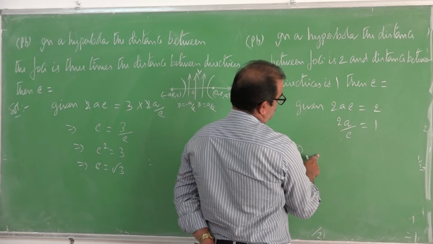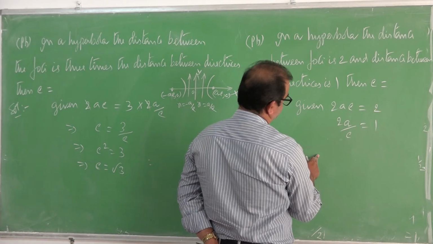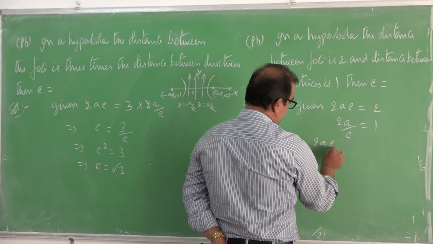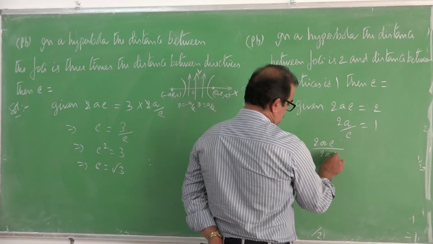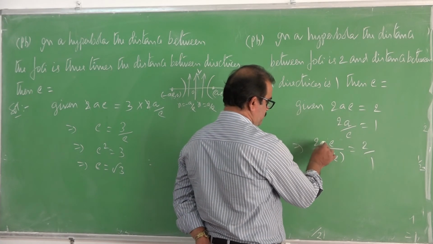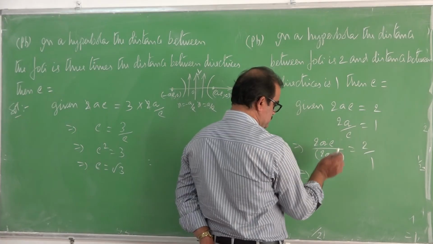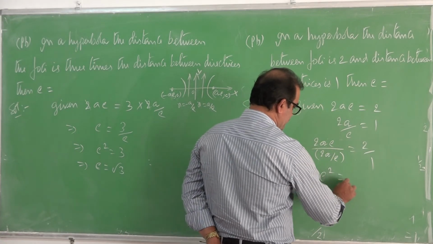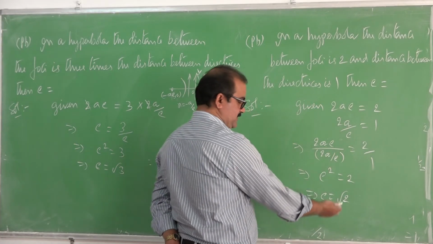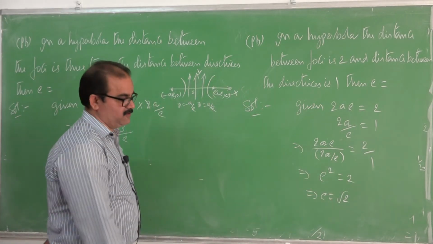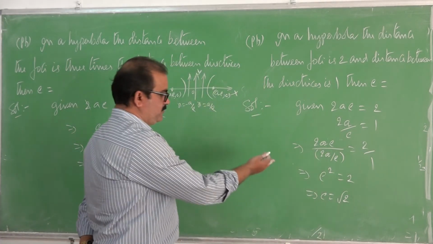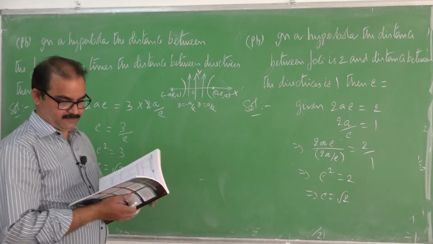Now divide 2ae by 2a by e is equal to 2 by 1. Here 2a cancels, this e goes to the numerator. e into e, e square is equal to 2. From this, what is the e value? Root 2. You check, root 2 value is 1.4, that is greater than 1. So in a simple way we can find eccentricity.